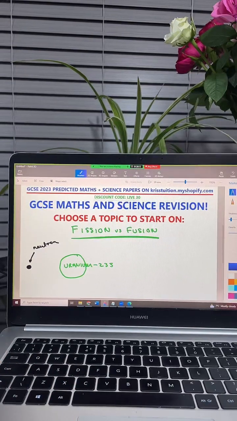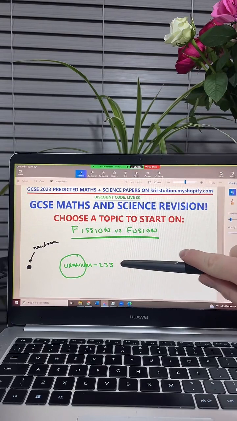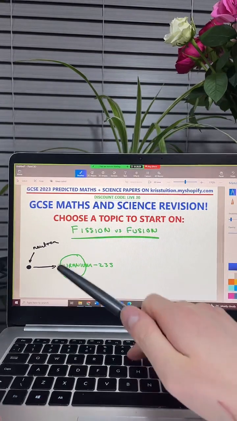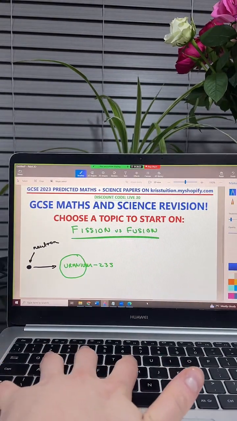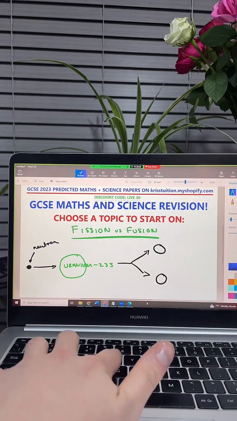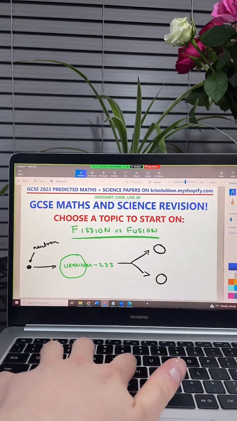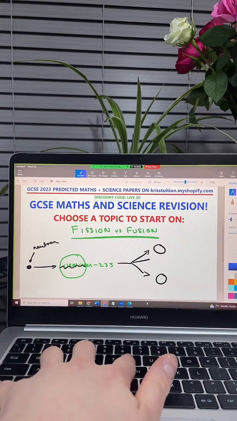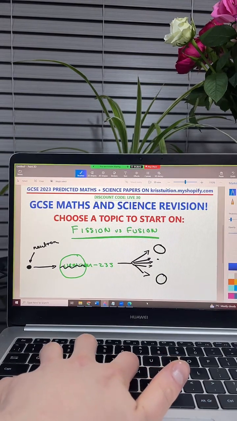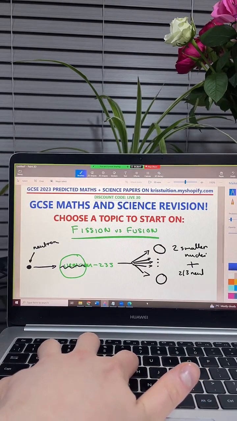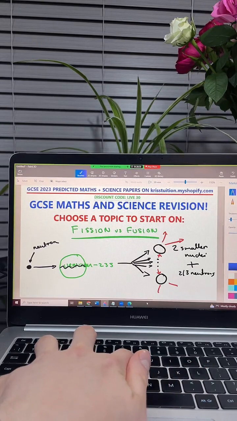Okay. I've got a large nucleus here, uranium-235, right? I've got a neutron. A neutron is fired at my uranium-235. When I fire this neutron at uranium-235, it will split into two smaller nuclei. And when that happens, this is for triple science students, 3 neutrons are also released, and a whole lot of energy is also released.